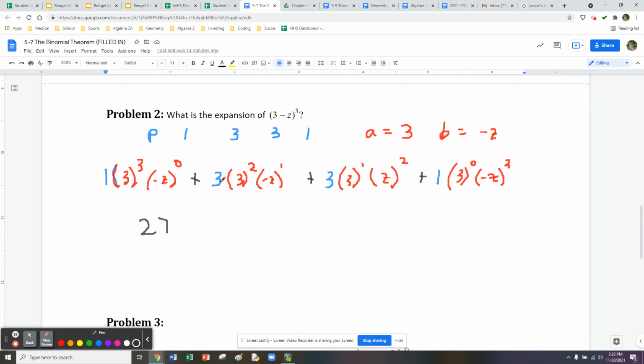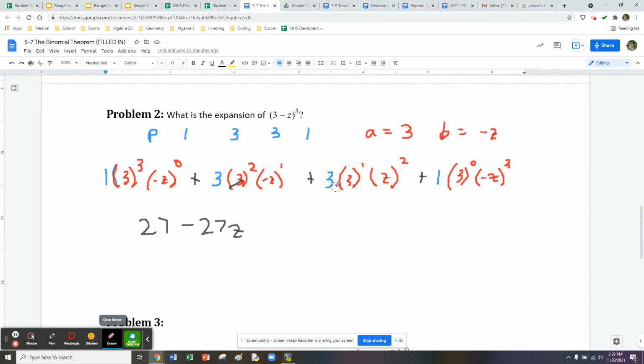So heading to here, we're going to have 3 times 3 squared, which is 27. And then negative z to the first is negative z. So this would end up being 27 times negative z. So 27 times negative z, which would be negative 27z. So I got to make sure I'm following all of those rules with multiplying and positives and negatives to get my term correct.